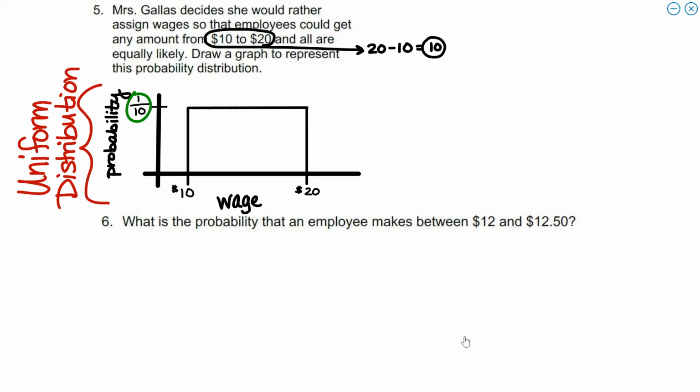And the way I get this over here, I do 20 minus 10. That's where that 10 came from, or that's where I came up with that 10. And then it's going to be 1 over that amount. Since it is uniform, all of them will have the same probabilities.